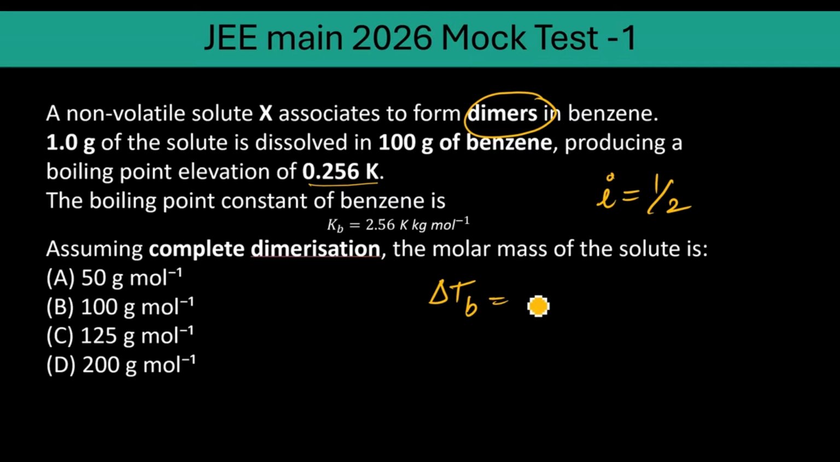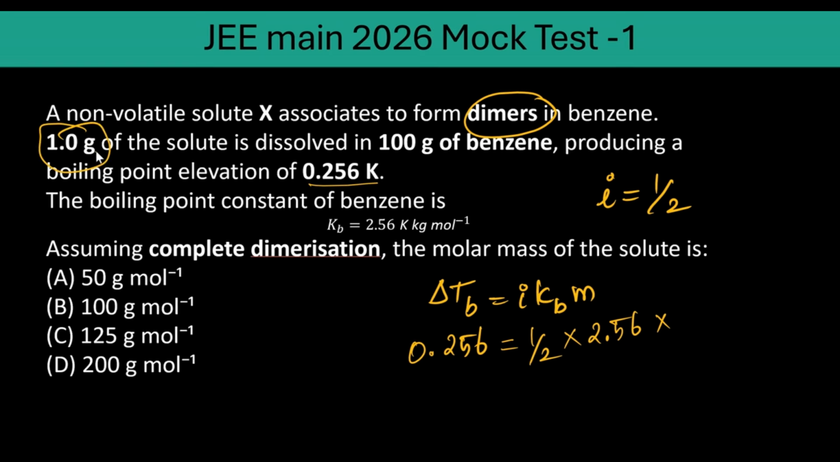So delta Tb is equal to i Kb m. We are talking about the boiling point. They are asking the molar mass of the solute. So substitute the other values. Boiling point elevation is 0.256, i is 1/2, Kb value is given as 2.56, into m. In m also we have 1 gram of the solute, 100 grams of the benzene as a solvent.